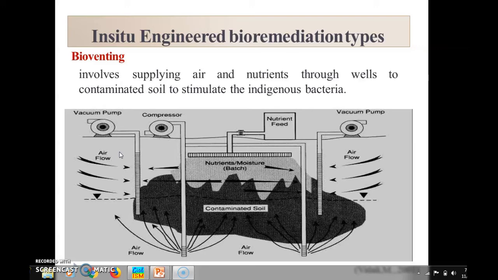This process is called bioventing, that is, wells are created. Through the wells we will supply air and nutrients into the contaminated soil, which are necessary for the growth of bioremediating bacteria. Then these bioremediating bacteria convert the contamination into non-toxic compounds.